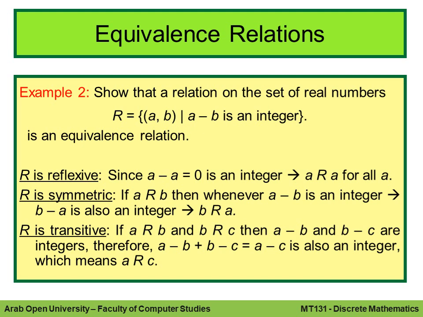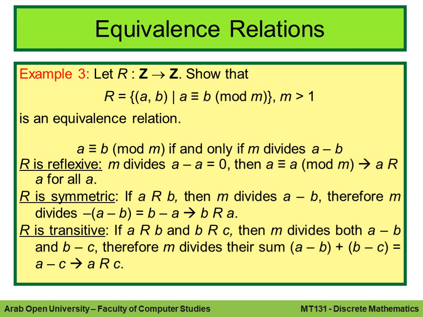Transitive: if a is related to b and b is related to c, that means a minus b is an integer, and also b minus c is an integer. If you add two integers, you will get an integer. So the sum, which is just a minus c, is an integer, so a is related to c, and that is the transitive property. Then the relation R is reflexive, symmetric, and transitive, so it is an equivalence relation.